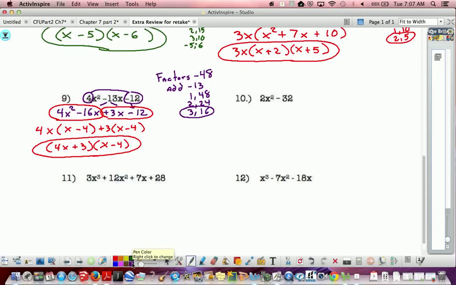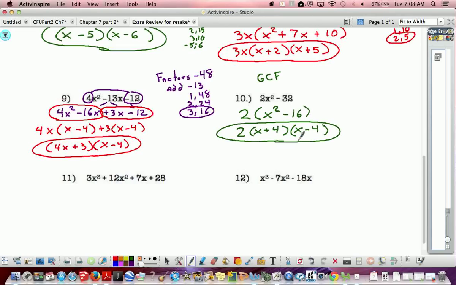All right, number 10. Only 2 terms, not a perfect square, so greatest common factor I'm going to start off with. Well, they only have a 2 in common. So I pull that out, I have x squared minus 16. 2 terms, perfect square, so I need to go another step. So again, the square root of x squared is x and x. The square root of 16 is 4 and 4. 1 is positive, 1 is negative. I got my answer.